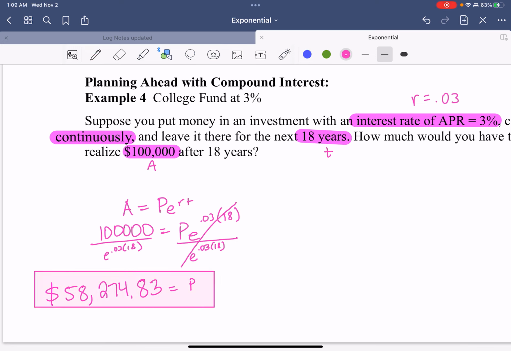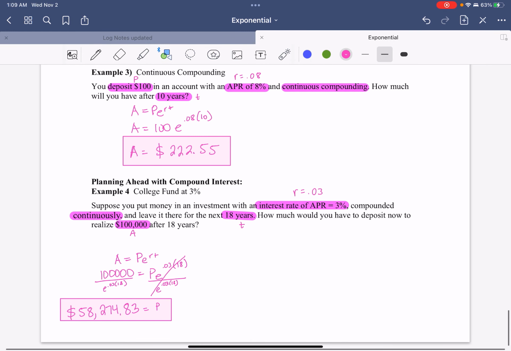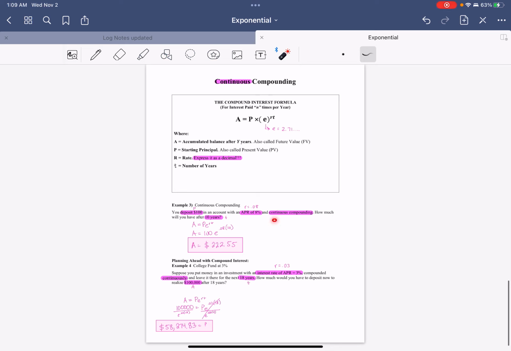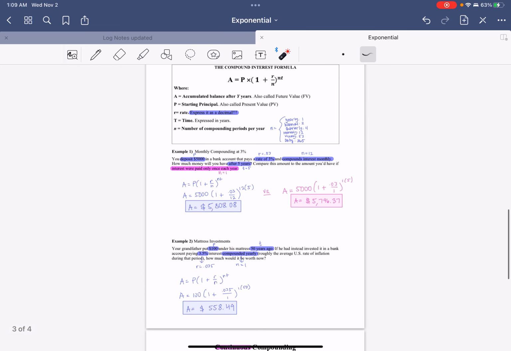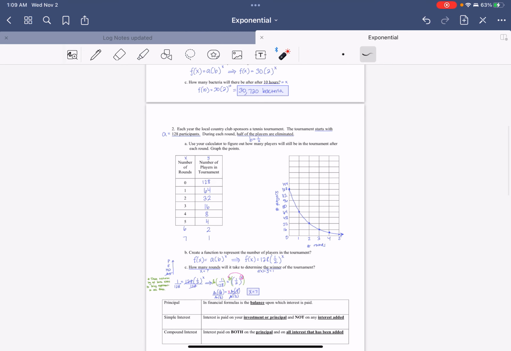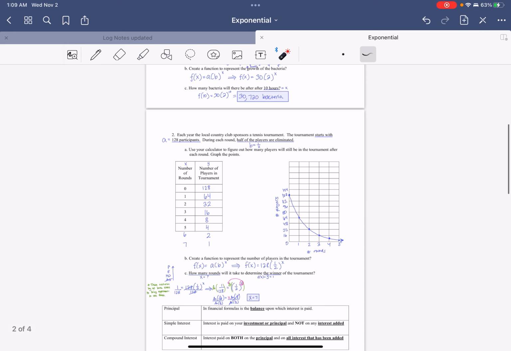Okay, so just to recap, if it says the word continuous specifically in the problem, so it needs to have the word continuous, you're going to use the PERT equation. But if it gives you a compounding period, such as monthly or yearly, then you're going to use this longer formula that has the compounding periods. Other than that, it'll either be exponential growth or decay.